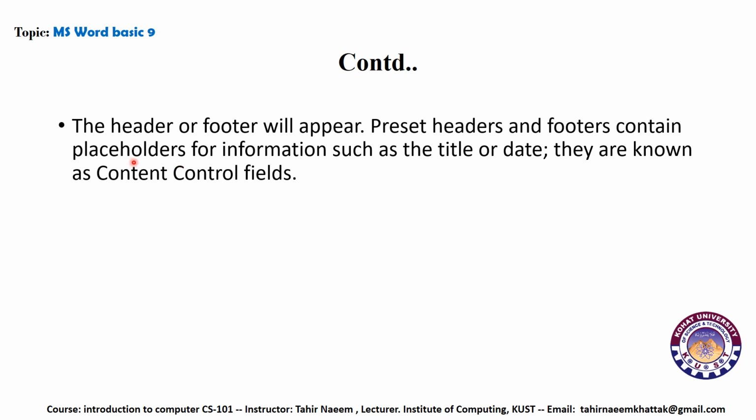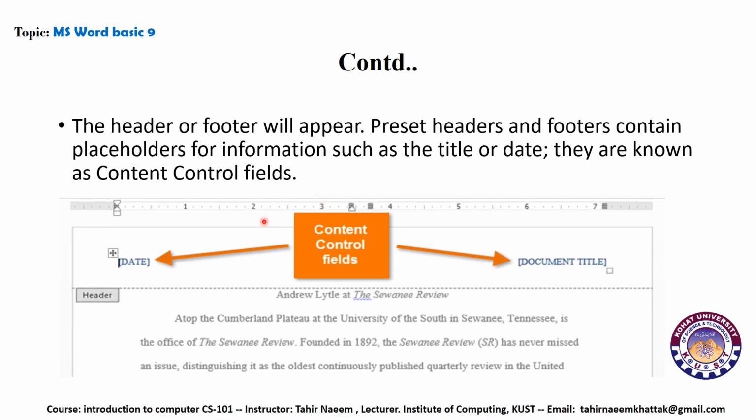So here text will appear, which will be automatic. Here you can say the date appears, or the document title. So here the title of our document appears, and here the date will appear, which is also called content control fields.